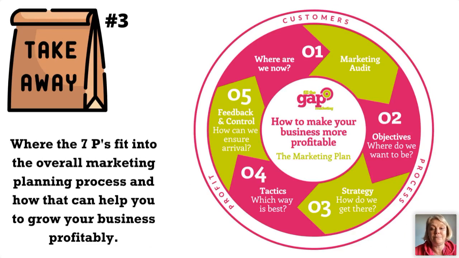So takeaway number 3, hopefully everyone's finding this useful. Where do the 7 Ps fit into the overall marketing planning process? And how can they help you to grow your business profitably? I haven't got a quiz for this yet, although I do have a quiz coming up in just a second. But just have a think to yourself where you think it might be. 1, 2, 3, 4, or 5. In the audit, the objectives, the strategy, or the tactics. And then I'll show you now where it actually is. And you can tell me in the chat whether you got it right or not.